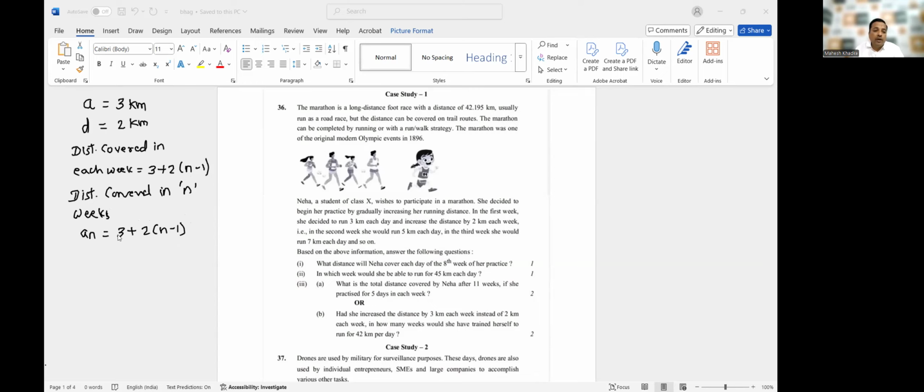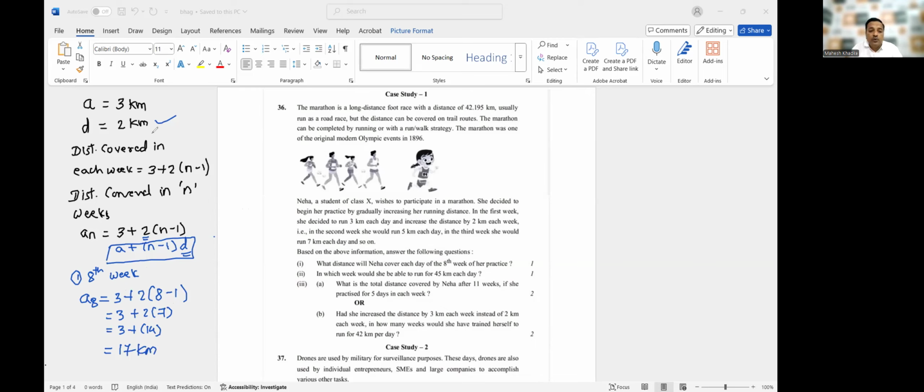Generally what is the formula we have? We have the formula a + (n - 1)d. This d and this 2 are the same, the difference is 2 only. Okay, so that was your formula, and our formula is made. Correct. Now what is the distance Neha will cover each day of the 8th week? For the 8th week, what will we do? This is 8, 3 + 2, and this is 7. So 3 plus 14 becomes 17. How many kilometers did she travel? 17 kilometers in the 8th week. Understood?